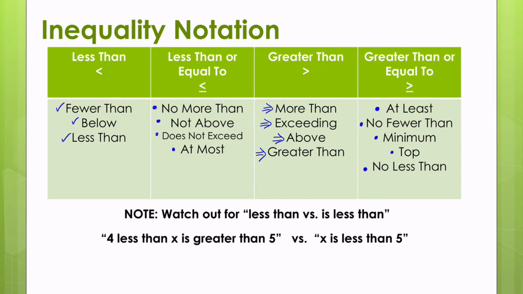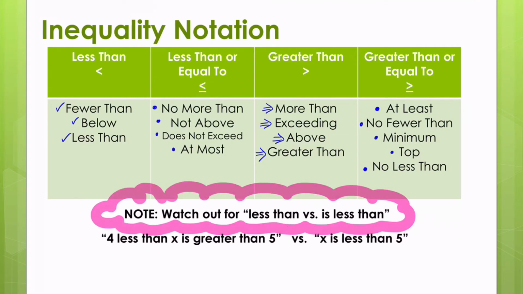You want to watch out for when we are using less than versus is less than. And you're maybe thinking, what's the difference? It is huge. So if you look at my examples underneath, 4 less than x is greater than 5. I'm going to actually write 4 less than x, which is greater than 5. It's going to look like that, versus x is less than 5. So notice how we've got a less than here, but it is different than my is less than here. This is kind of what we're watching for to tell us that we've got an inequality versus just showing subtraction.